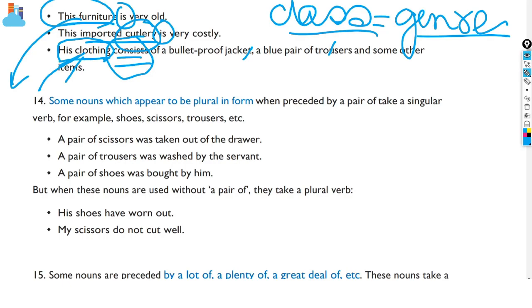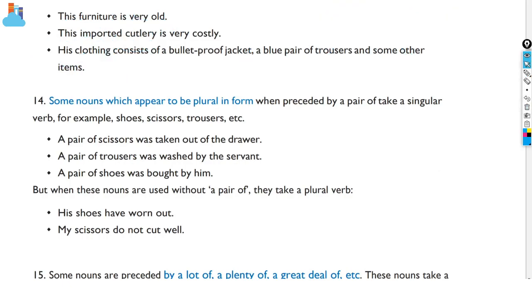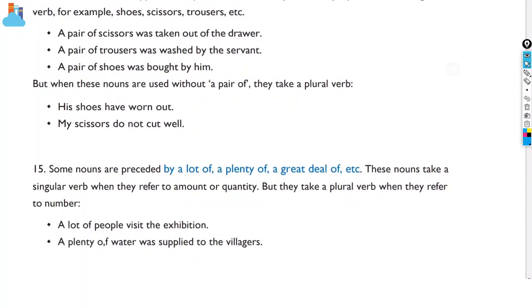Now let us go to the next rule, rule number 14. Let us continue. Rule number 14. This is even more interesting, my dear children. Many times we commit the mistake here. If we are not very specific about the rule, if you are not very thorough with the rule, then there may be mistakes. So let us see what the rules pertaining to this concept are.